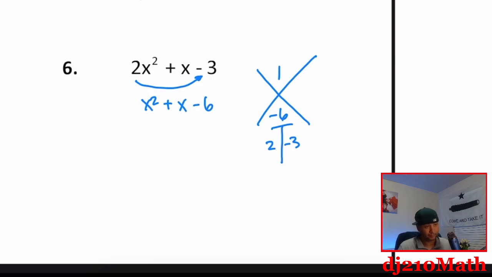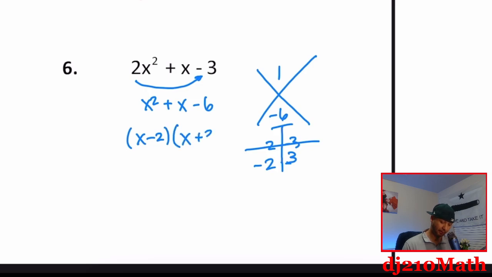2 and 3 somehow make a 1. Negative 3. So 2 times negative 3 is negative 6. 2 minus 3 is positive 1. No, it's not. Negative 1. So it's not that one. It's this one. We put the negative on the wrong one. Negative 2 times 3 is negative 6. Negative 2 plus 3 is positive 1. So this is going to be x minus 2, x plus 3.